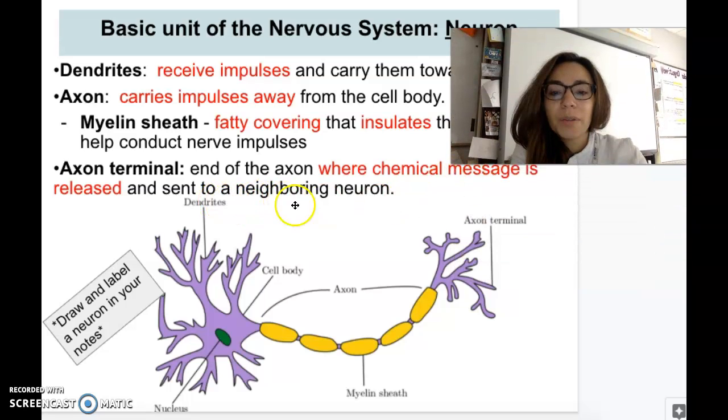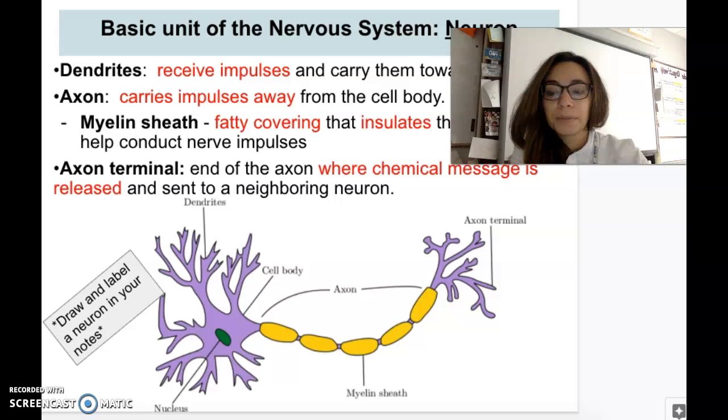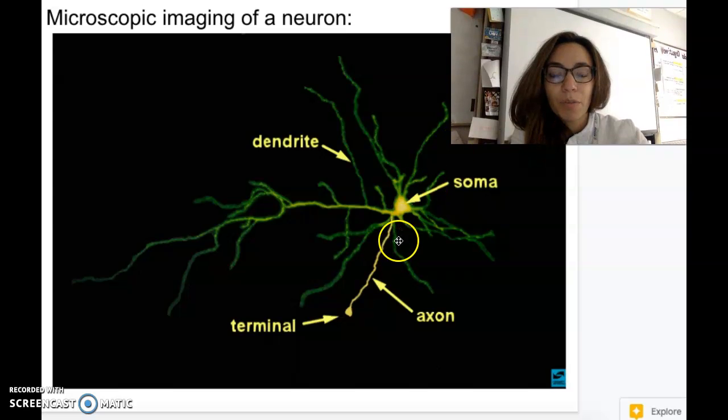The axon terminal is the end of the neuron where the chemical message is released and sent to the next neuron. Here is a nerve under a microscope. So we've got the cell body up here. All these long guys are the dendrites. The axon is this long part here, and the axon terminal is where this neuron would connect to another neuron, a neighboring neuron.